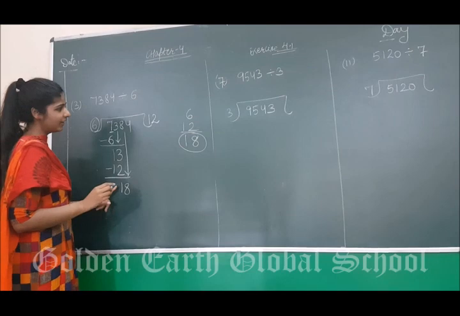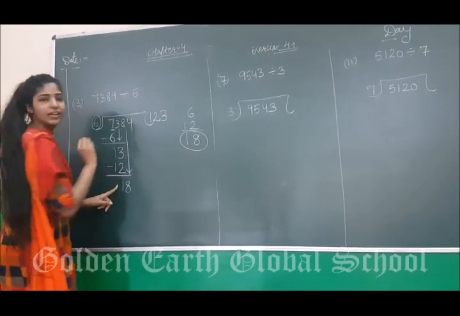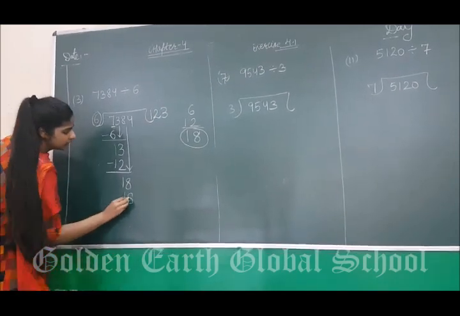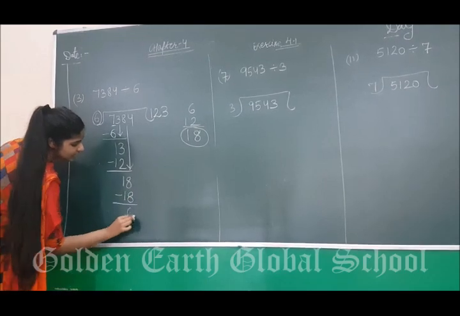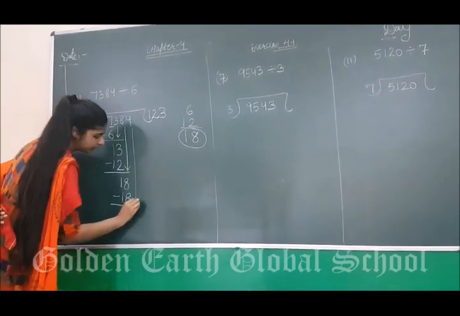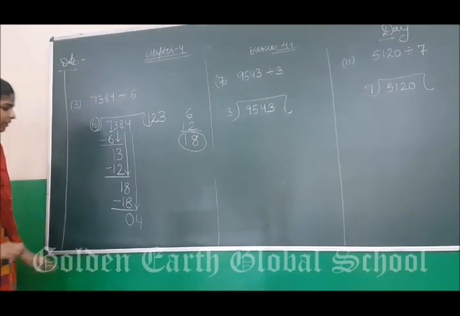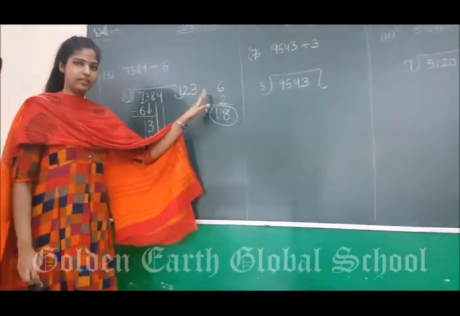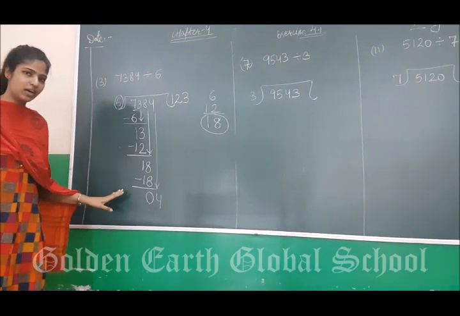And now what we got? 18. 18 कहाँ पे आ रहा है? 3 पे. Right? Now this is 0. What we are left with? 4. Take down 4 here. Now अभी 4 6 से भी छोटा है. Right? 4 is smaller than 6.